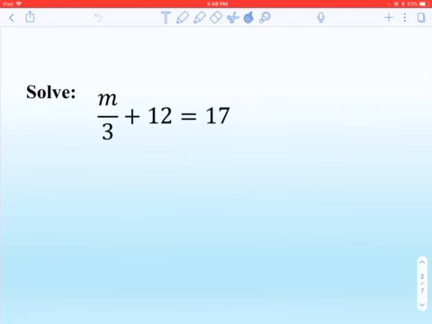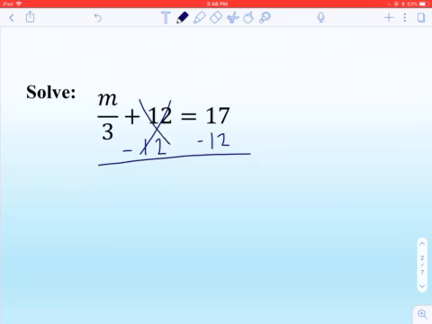So this one is a little bit different because we are not multiplying the coefficient and the variable, we are actually dividing it. So again, the goal is always to get the variable all by itself. So on this problem, we're going to start by subtracting 12 from both sides of the equation. I'm going to have 12 minus 12, that cancels out, equals 0. I bring down exactly how it looks. M divided by 3 is equal to, and then 17 minus 12 is 5.